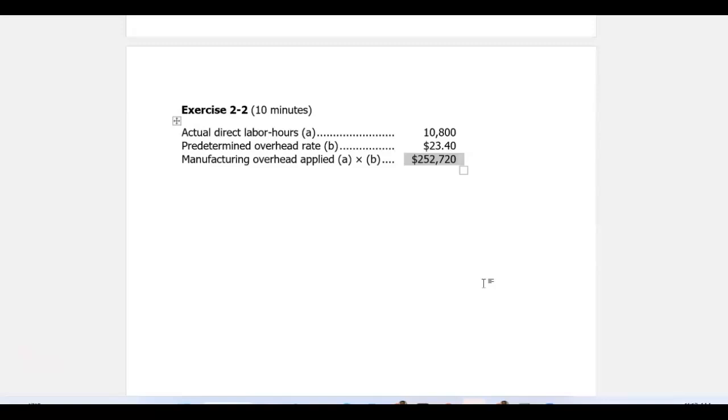That over application or under application of manufacturing overhead will be closed into the cost of goods sold if it's not a material number in general. So if it's not a big number, that over applied or under applied manufacturing overhead will be closed into cost of goods.